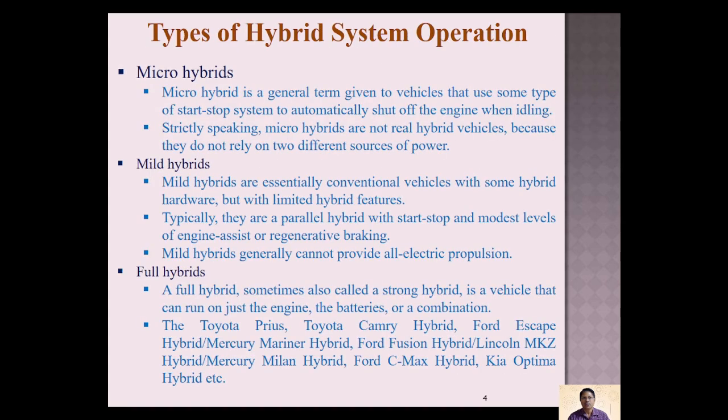Now we will move to types of hybrid system operation. Micro hybrids, mild hybrids, and full hybrids are the three types of hybrid system operation. The micro hybrid is meant for start-stop, whenever the engine needs to be stopped immediately. It is used for idle start-stop whenever a vehicle is moving in traffic. It needs more stop-start operations, so it requires frequent stops as well as immediate starts whenever the driver needs to move.